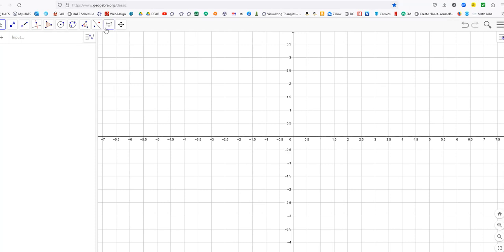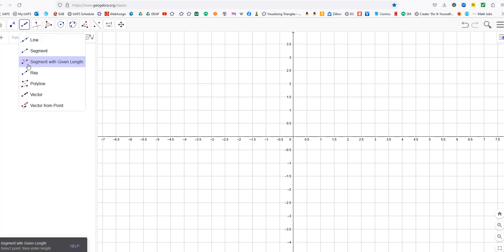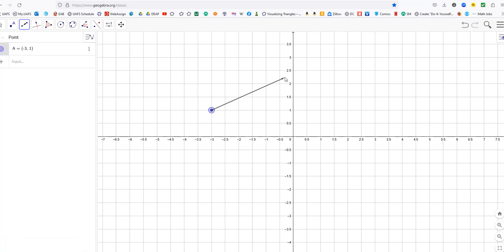So in GeoGebra, you can use this tool here by going to vector, clicking on the initial point and terminal point, and it shows up here as a column vector. Okay, so we have that. This is the vector 3, 2.